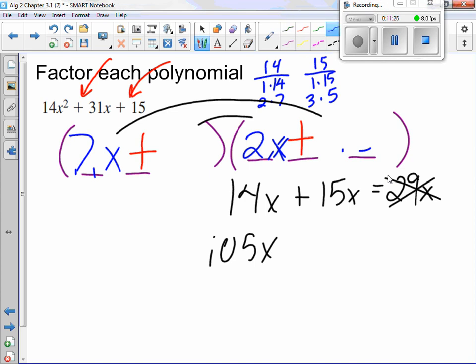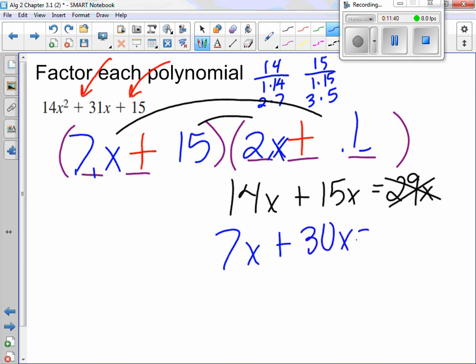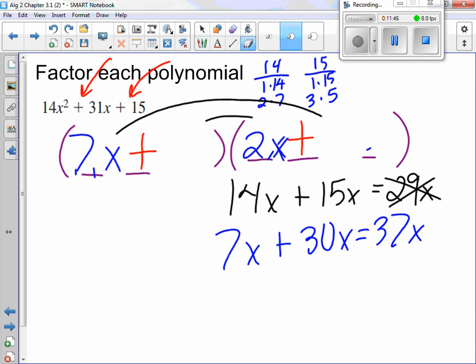So let's switch 15 and 1. Well, 7 times 1 gives us 7x, yes? 15 times 2 is plus 30x, 37x. 15 and 1 did not work, did it? No. Okay, so now we need to switch to 3 and 5.